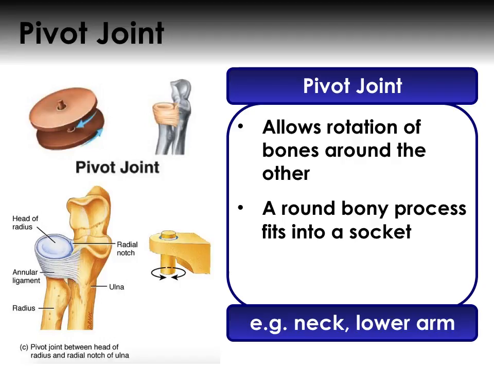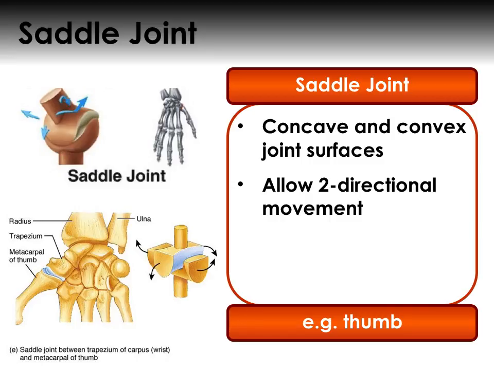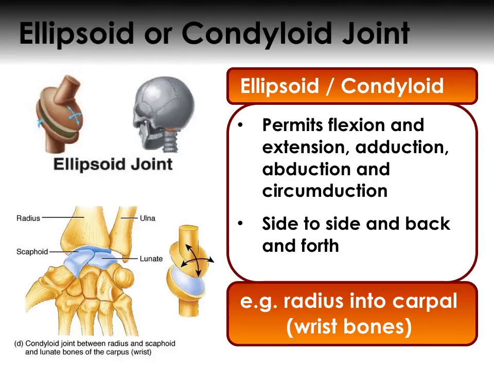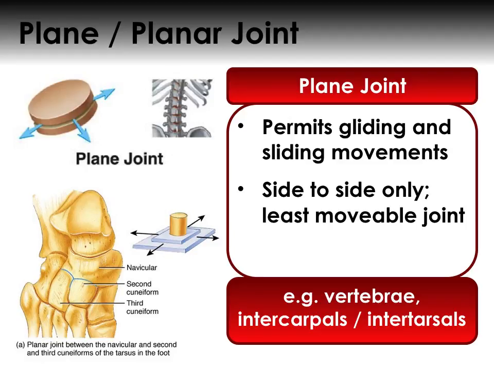A pivot joint allows rotation from one bone around another, like in the neck and lower arm. The saddle joint allows 2-directional movement, like in the thumb. Hinge joint permits flexion and extension, like the elbow and the knee. Ellipsoid joint allows for side to side and back and forth motion, like the bones in the wrist. And finally, the plane joint permits gliding motion, like vertebrae, and also some bones within the hands and feet.